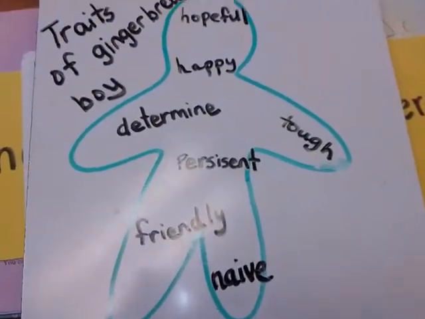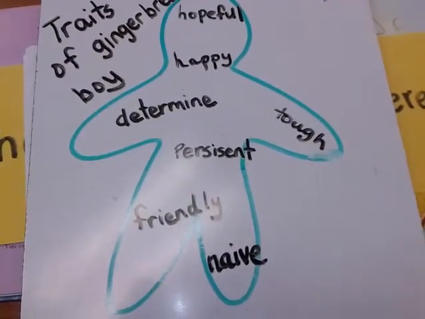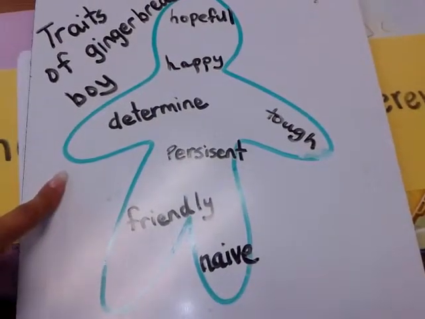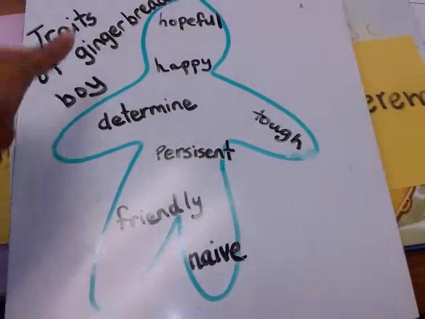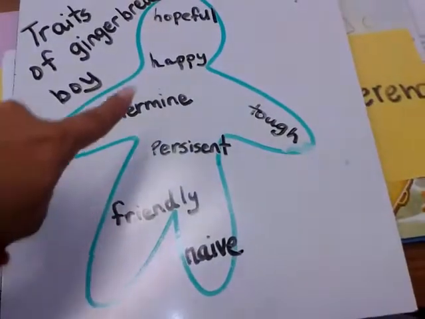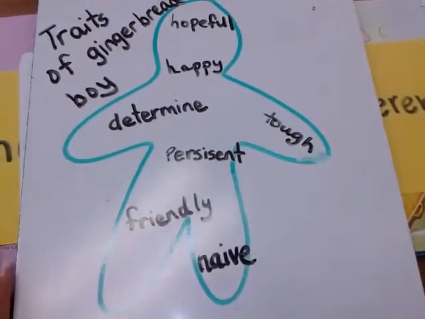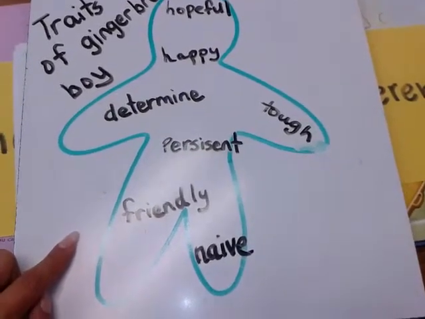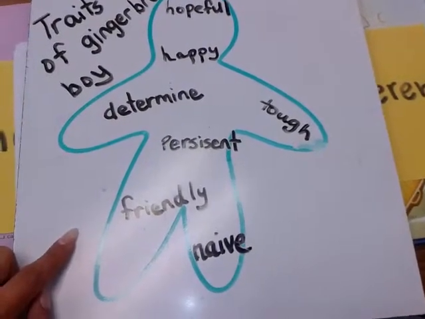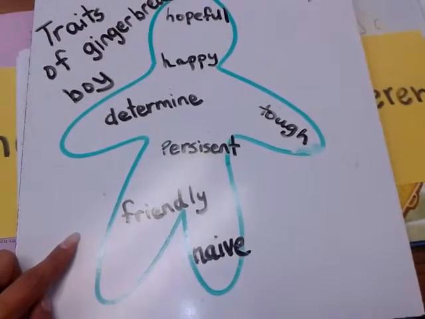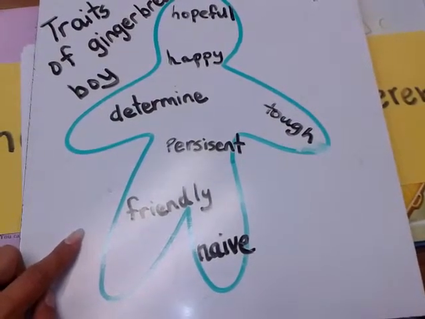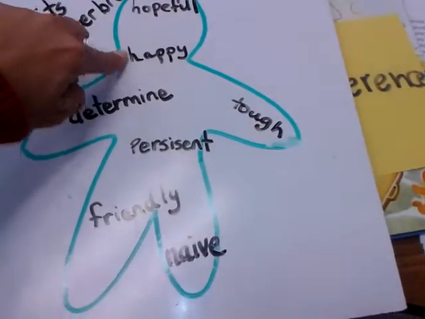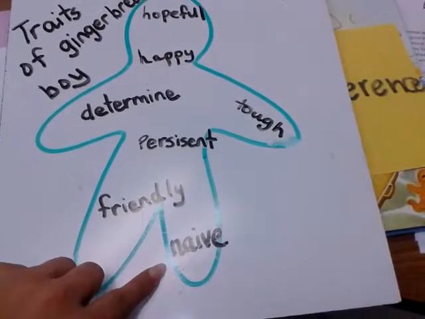Since these are all the traits, now we're going to think about the traits and what kind of gingerbread man he is. We need to prove it. So think about 2 of the traits that you want to talk about the gingerbread man, and then we're going to talk about how we can prove that he is these traits. Raise your hand if you have an idea of which one you want to use. Okay, happy. Who can think of another one? Pick another one. Good job.